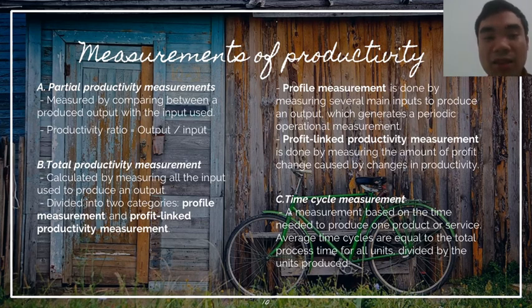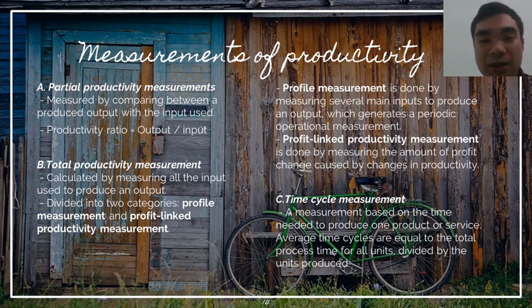All input in this case means all the resources used and how many workers are needed to create this product. Total productivity measurement is divided into two categories: profile measurement and profit-linked productivity measurement. Profile measurement is done by measuring several main inputs to produce an output, which generates a periodic operational measurement. Profit-linked productivity measurement is done by measuring the amount of profit change caused by changes in productivity.